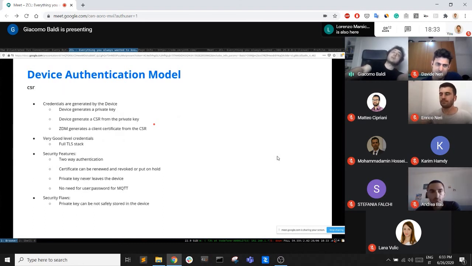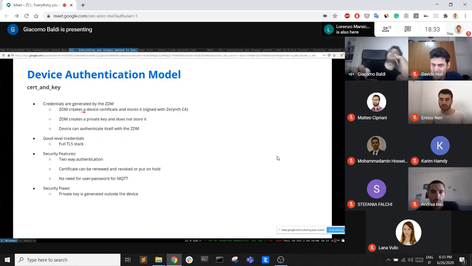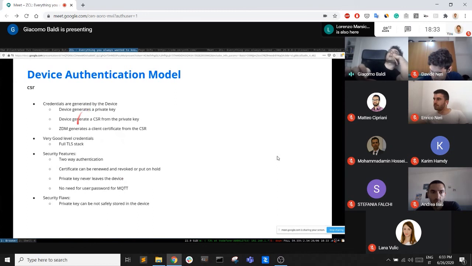Another, better model is this one, where the private key is generated on board of the device and not, like here, by the ZDM servers. And this is the same as how you request a digital certificate from a website. The device generates the private key, generates a CSR from the private key saying I am device named whatever, and I want a client certificate from you.